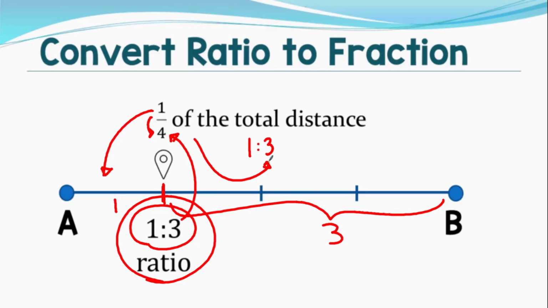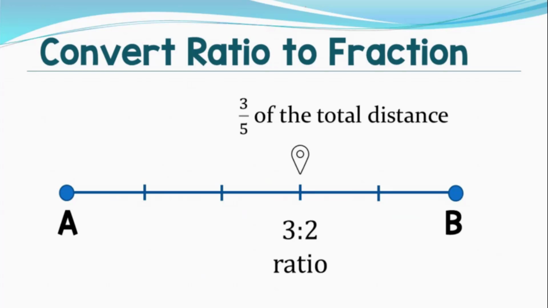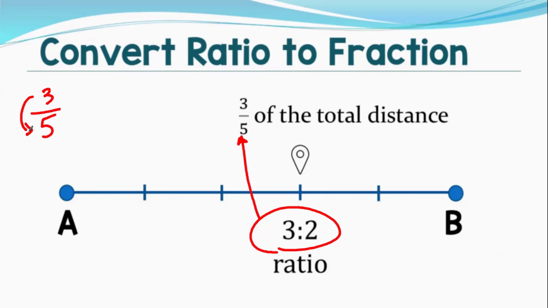Let's do another example. 3/5 of the total distance versus a 3 to 2 ratio. So again, if I'm going from a ratio to a fraction, I'm going to add these up. That gives me the bottom number there. If I got the fraction 3/5, I'm going to say 5 minus 3. It gives me a 3 to 2 ratio.